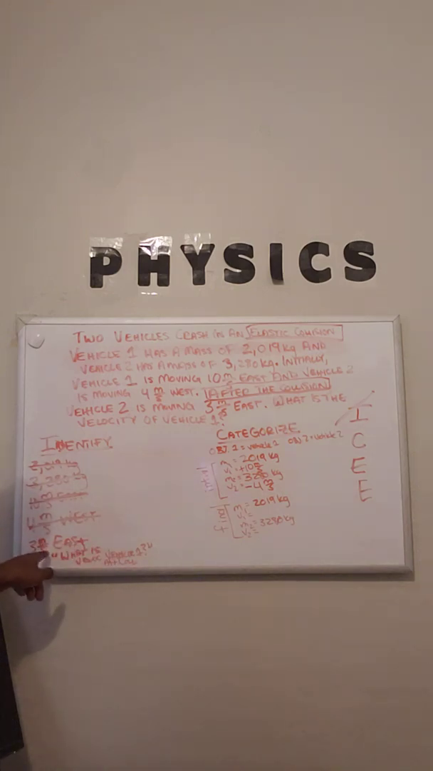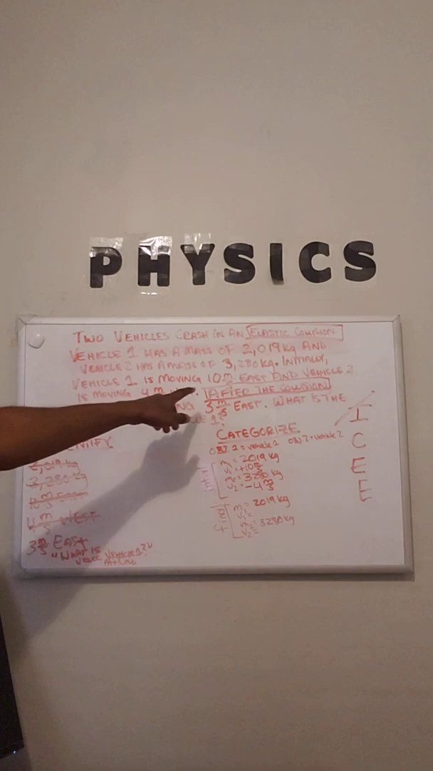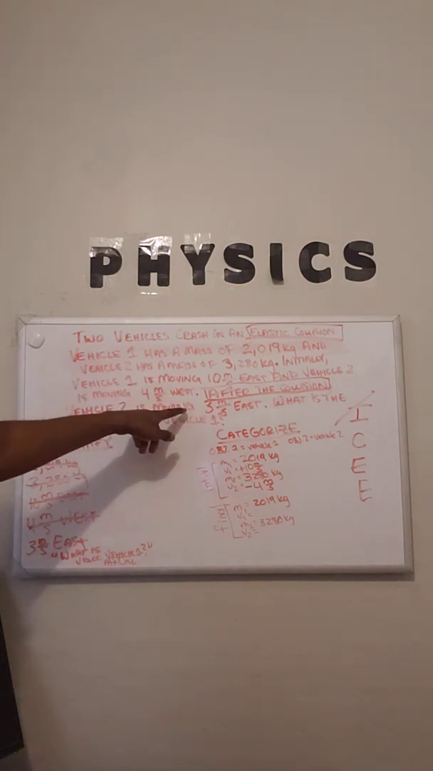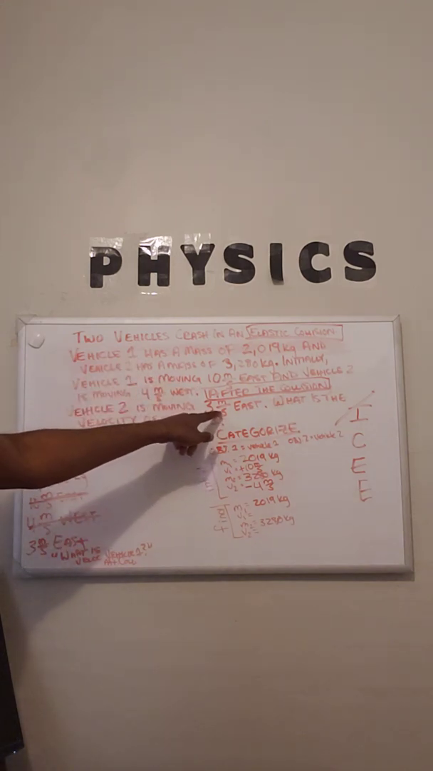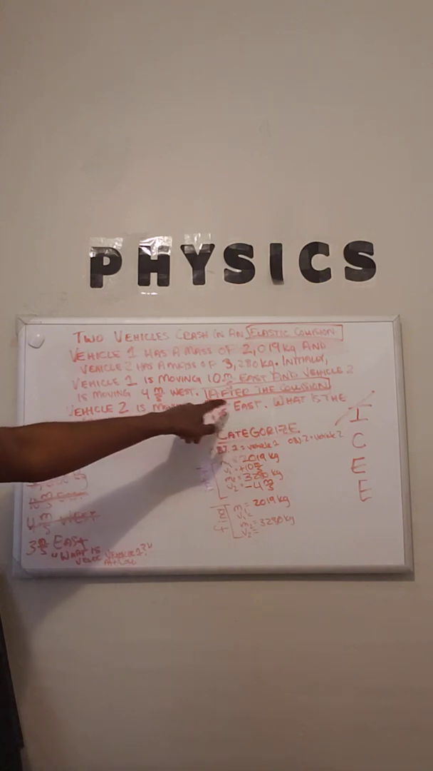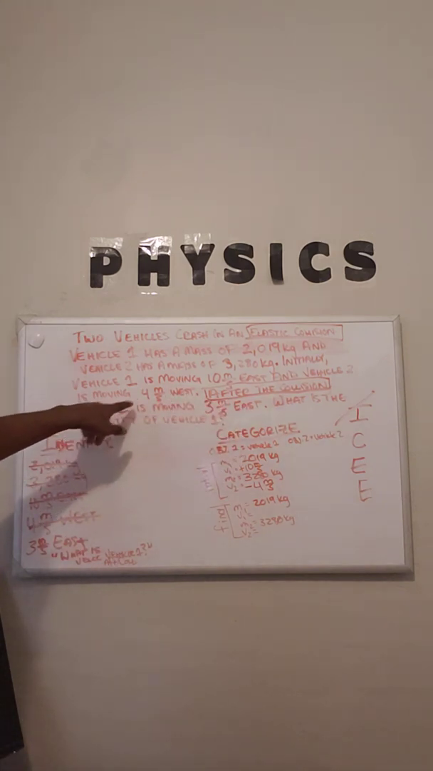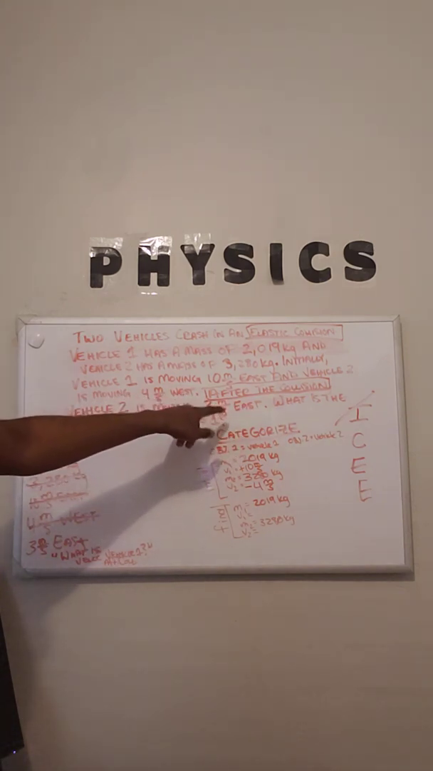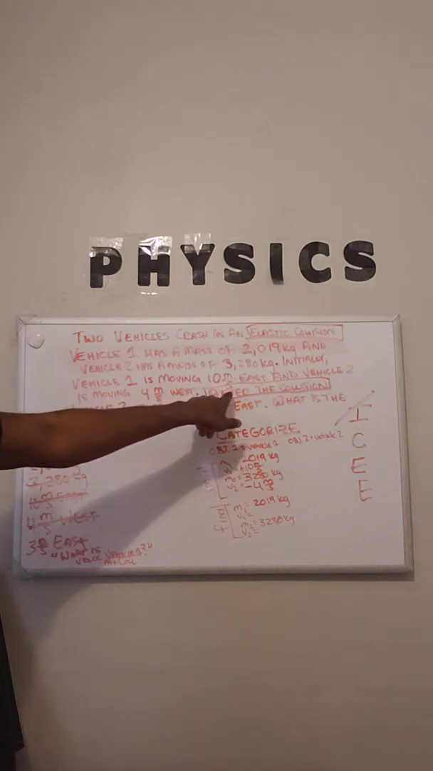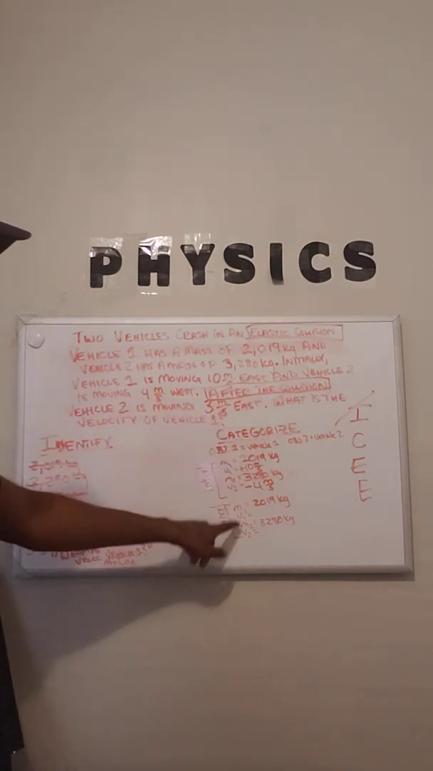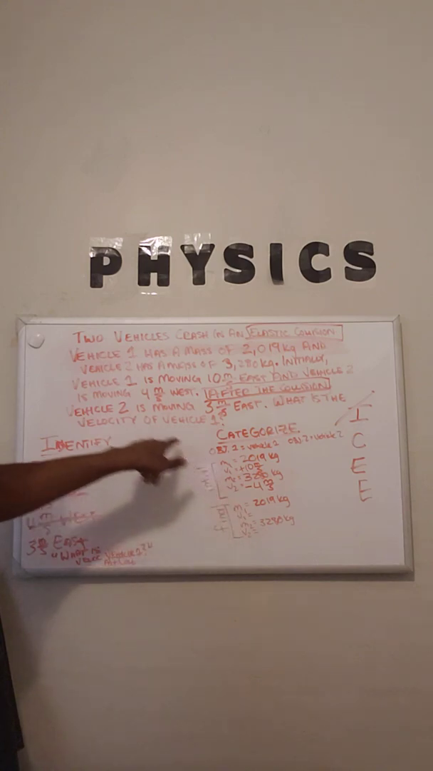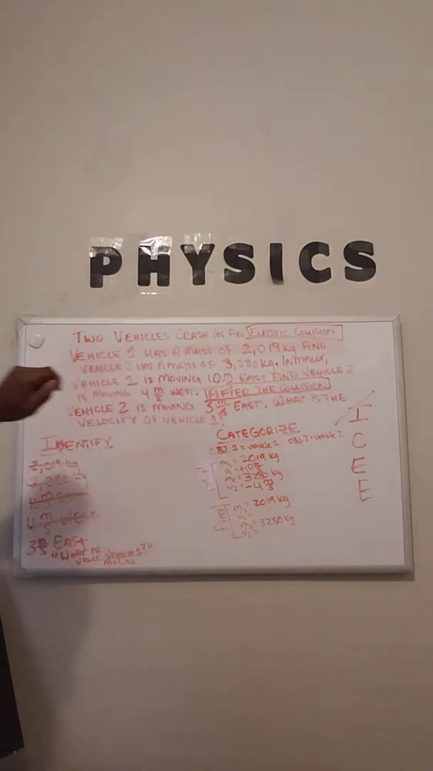So I see 3 meters per second east. I'm going to look for that in the problem. And it comes right here, 3 meters per second east. And the problem says vehicle 2 is moving 3 meters per second east. So since it comes after the collision, I'm going to write it down here in the final side. So vehicle 2 is moving 3 meters per second east.